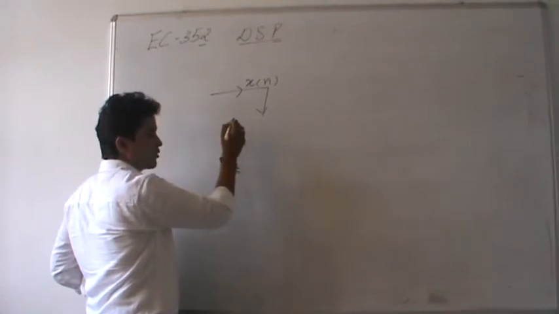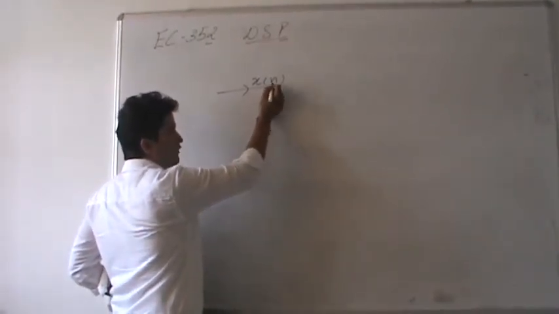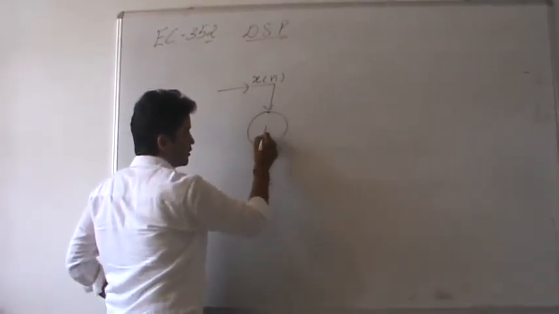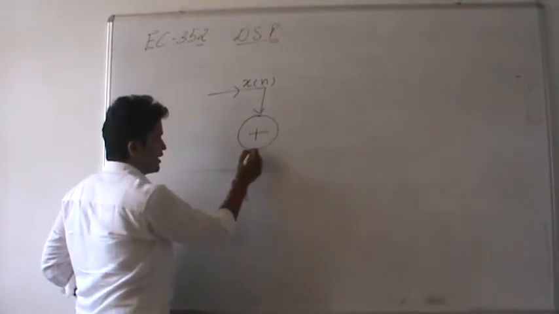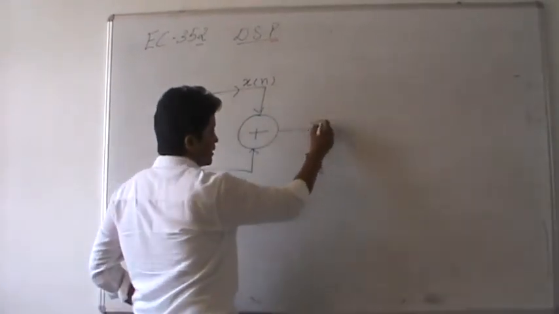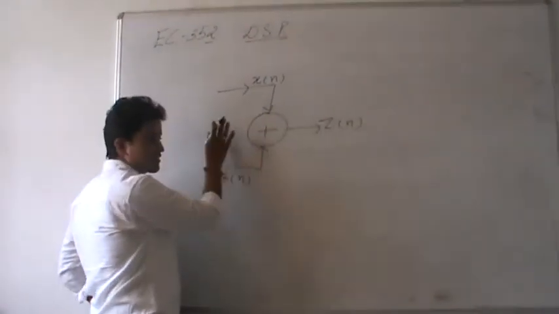So for addition, if one signal is coming from this direction, it is x of n. DSP, digital signal processing, is all about discrete representation of information. So I will always use n only in this subject. Plus, and I may have one more signal from that side, and that is y of n. And this may be my output, z of n. So addition of x n plus y n is this. This is a standard adder block.